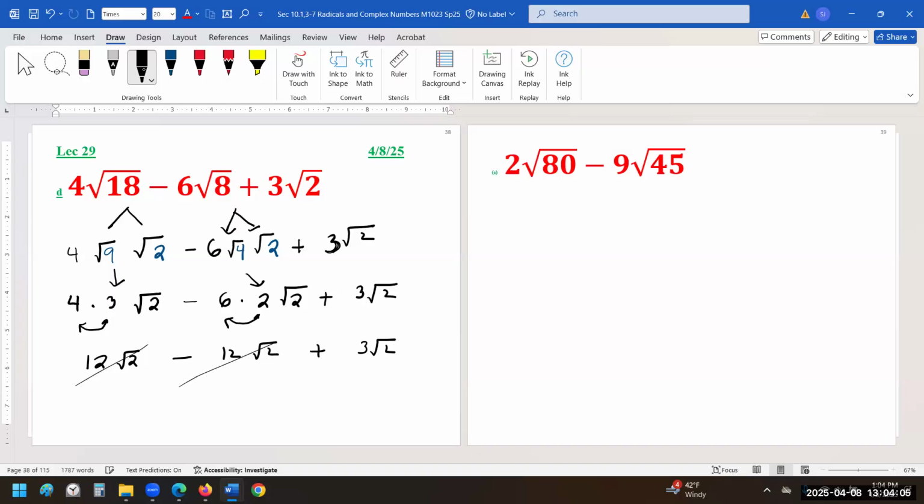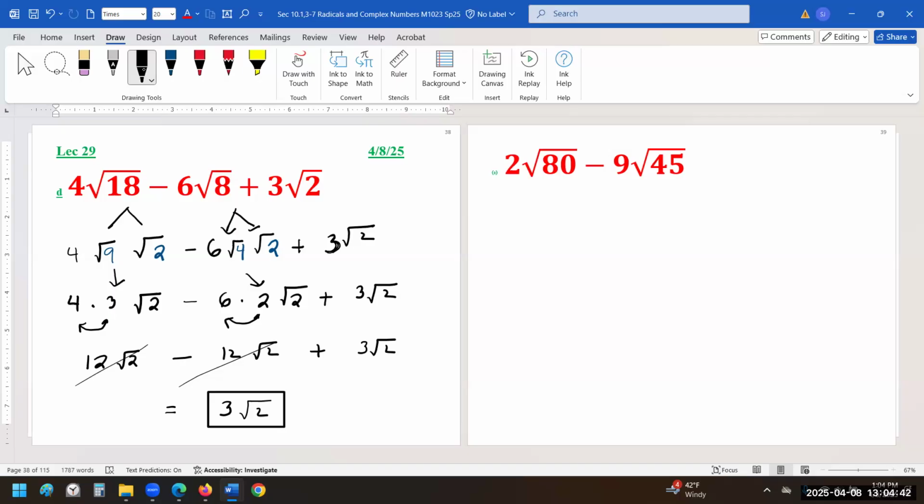We have the exact same 2 things. Any question? Is anybody lost in any of the steps?